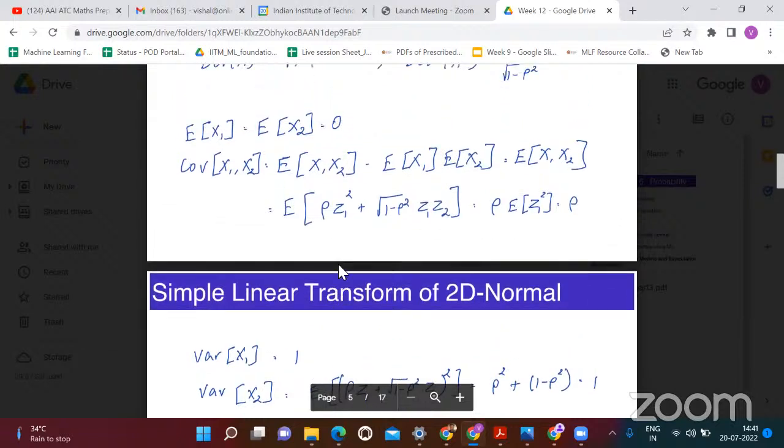So he got rho. Rho is the value he calculated from the covariance of x1 and x2. That's the transform we need to do the transformation. So we already have z1, z2, and x1, x2 has been transformed in the form of z1, z2.